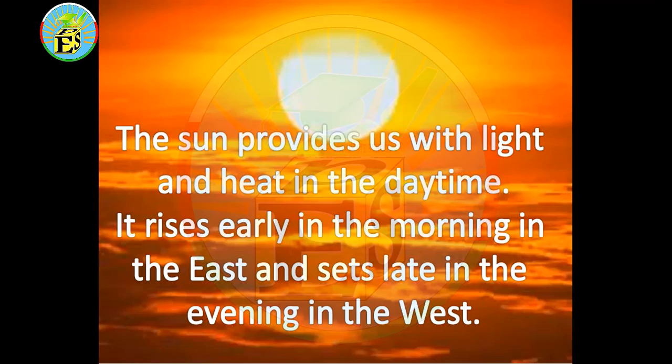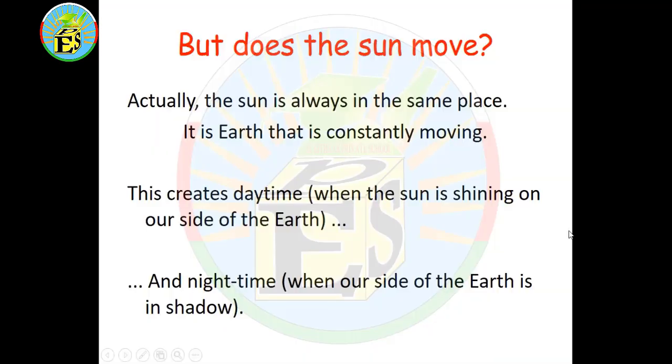Sun is the main source of light. We can get sunlight in the daytime, and with the light it also gives us heat. So here, if we read, the sun provides us with light and heat in the daytime. The sun rises early in the morning in the east and sets late in the evening in the west.